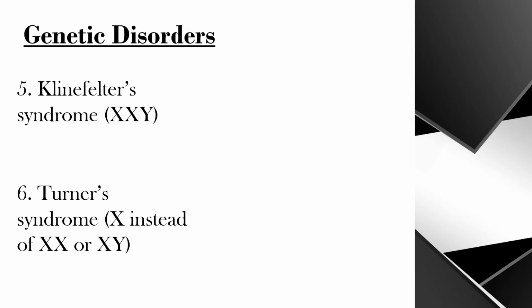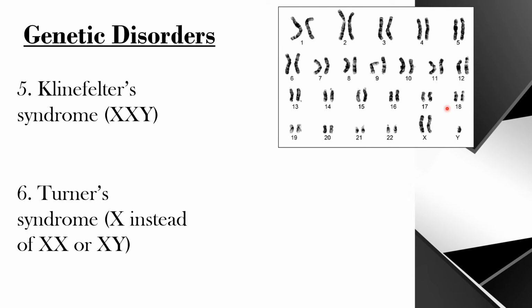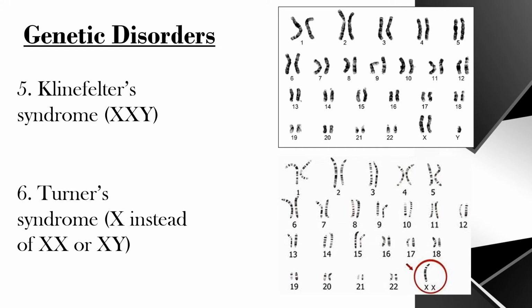The fifth and sixth disorder that we have is the Klinefelter syndrome and the Turner's syndrome. We have here the karyotype of Klinefelter syndrome, and at the 23rd pair, instead of XY, you can see here an extra copy of chromosome. That's why the Klinefelter syndrome's sex chromosome is XXY. For the Turner syndrome, X instead of XX or XY. Kung mapapansin ninyo, isa lamang sex chromosome ng Turner's syndrome.